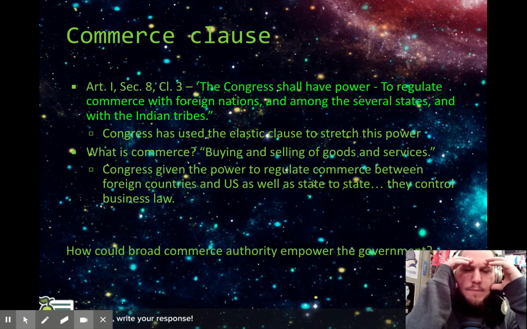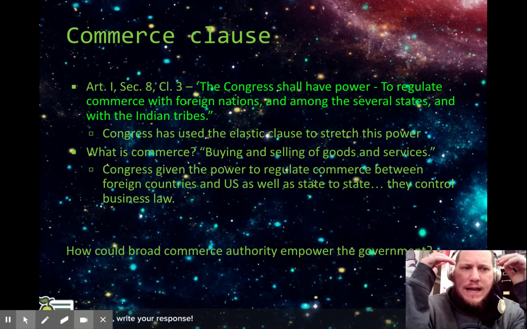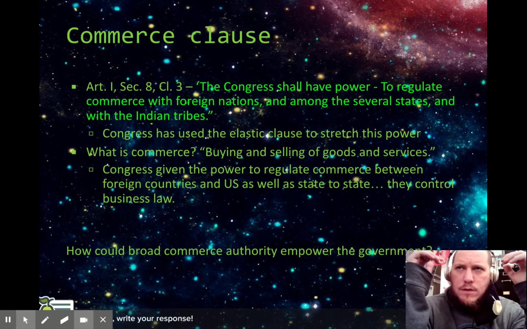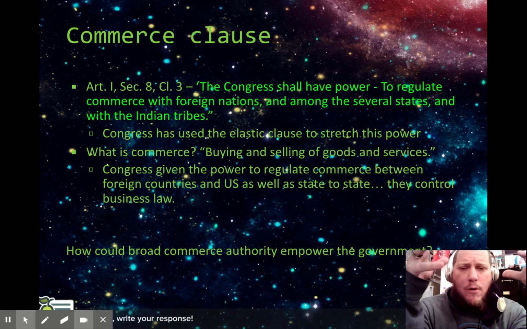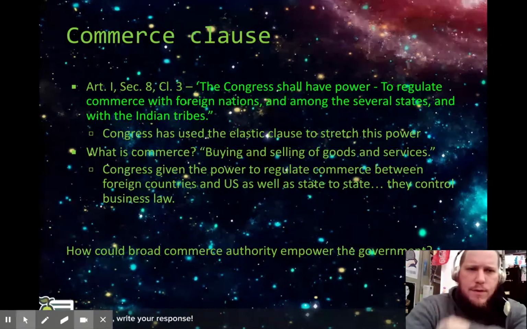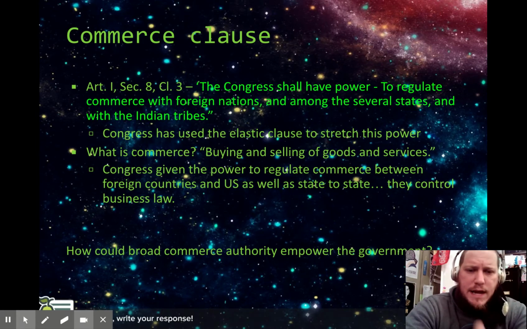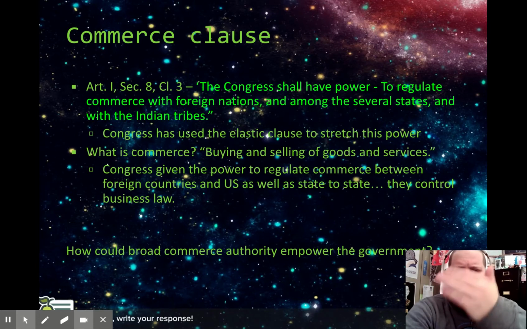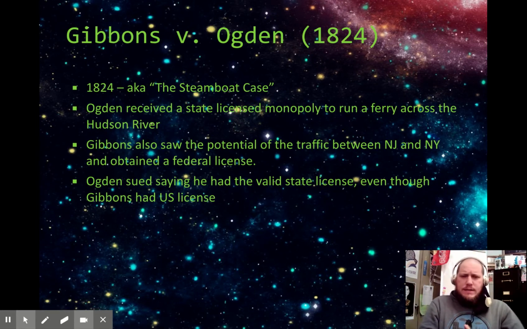So this sets up the ability for the national government to have power over interstate commerce. Anything that a state wants to do within its own boundaries is state power. But if the buying and selling of goods, if an act of commerce crosses state lines, then the federal government has the ability to regulate.